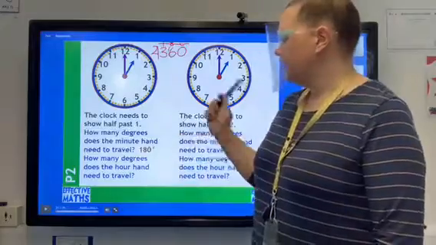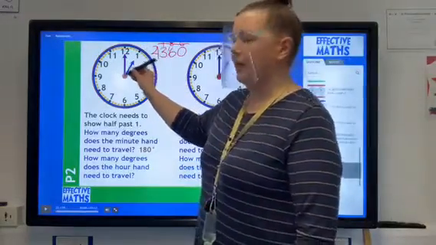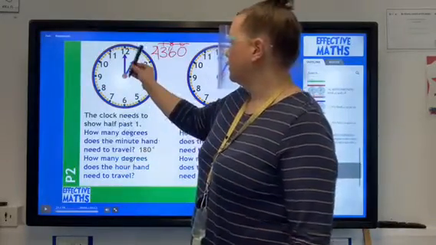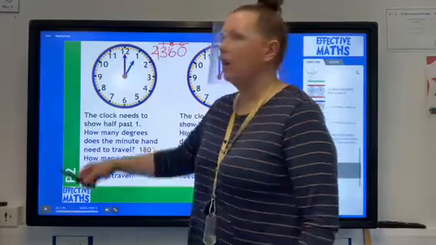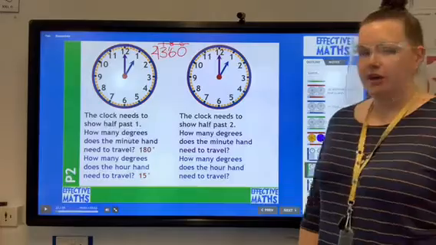How many degrees does the hour hand need to travel? Well, is the hour hand going to go the whole way to the next hour? No. What is it going to do? It's going to go halfway. So if it's going halfway between 1 and 2, it's going half of 30, isn't it? 15 degrees. There we go.